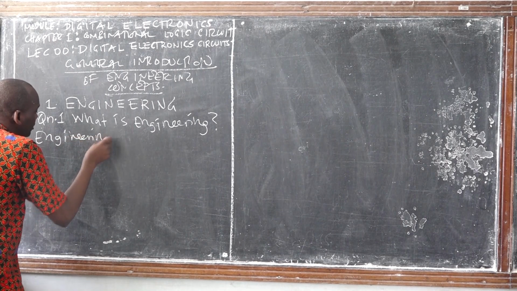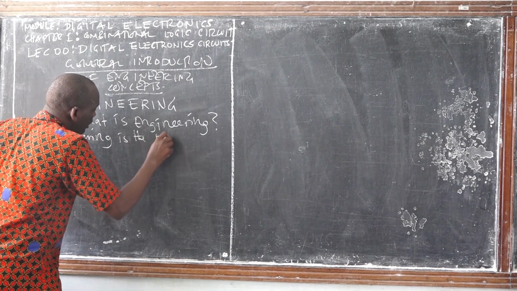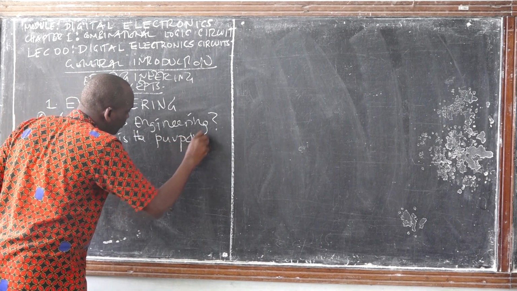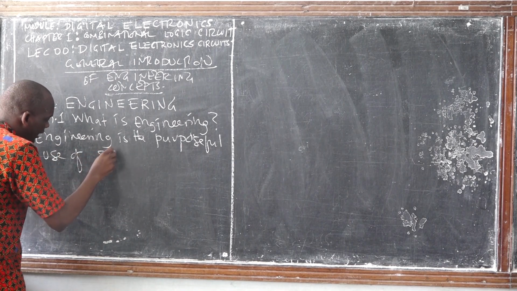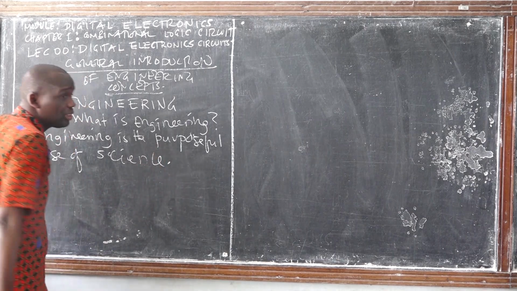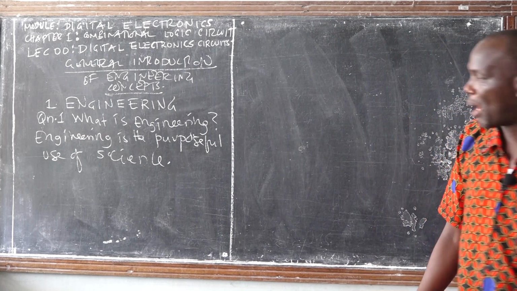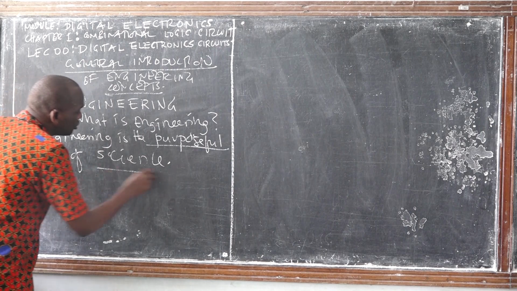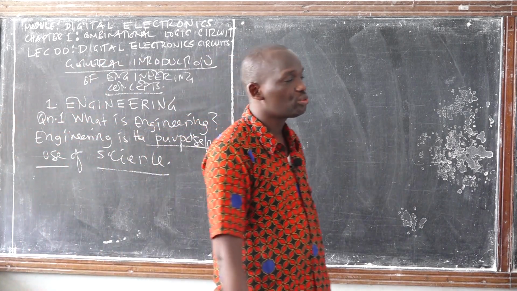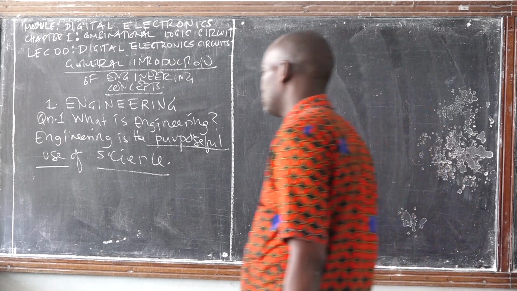So engineering, in addition to the definition of your neighbor, engineering is the purposeful use of science. This is the simple definition of engineering. Engineering is the purposeful use of science. This is one of the definitions. You may use also other terminologies to define. Class, let us read. Say, engineering is the purposeful use of science. Engineering is the purposeful use of science.